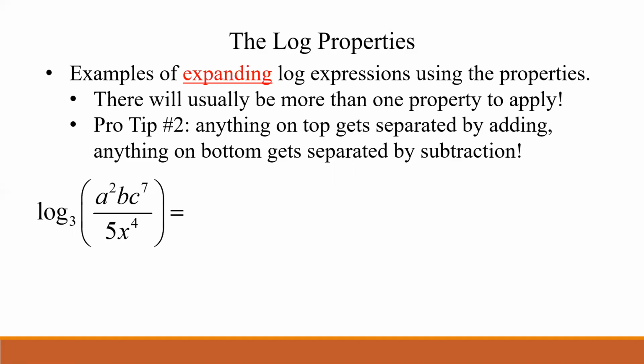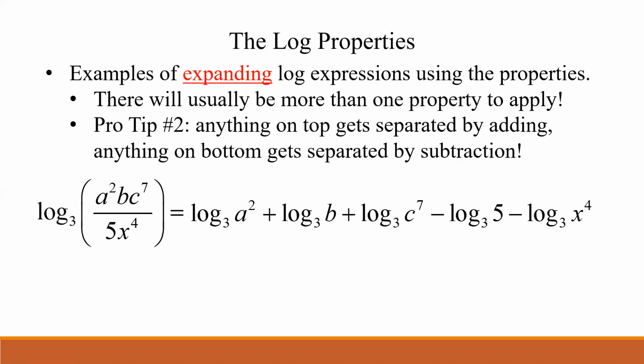Okay, so again, first off, separate everything out. Everything's going to get its own log base 3. So it's a long one, but everything gets log base 3 of a squared plus log base 3 of b plus c to the 7th, and then the 2 things on the bottom. Now that 5 is its own thing too, because I'm still multiplying 5 times the x to the 4th. So I get minus log base 3 of 5 minus log base 3 of x to the 4th.